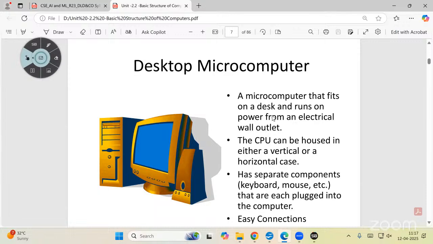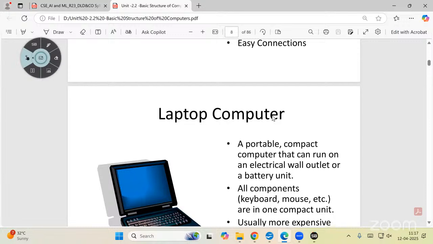And coming to the laptops, all this sound system, input keyboard, and mouse. The mouse is the touchpad in the laptop. Mouse and monitor and memory, central processing, all are fixed in one unit. That is called a laptop. The laptop is a portable computer that can be moved anywhere.